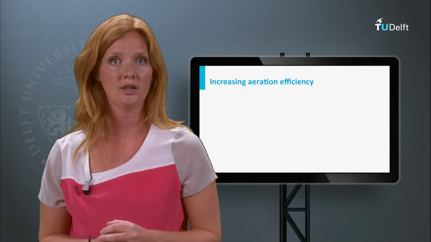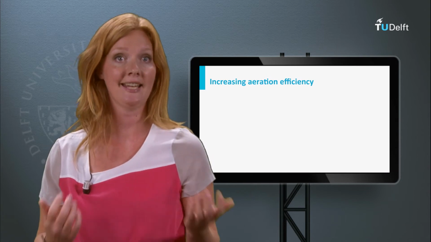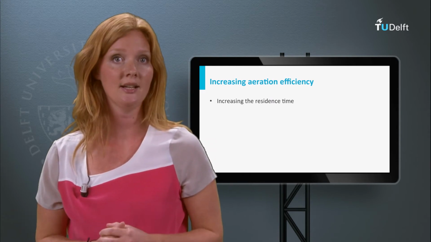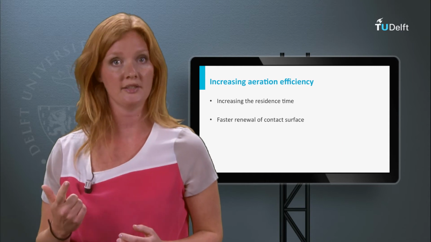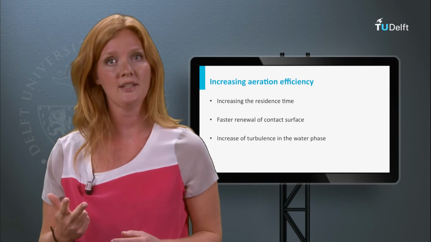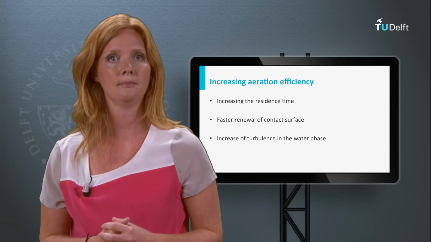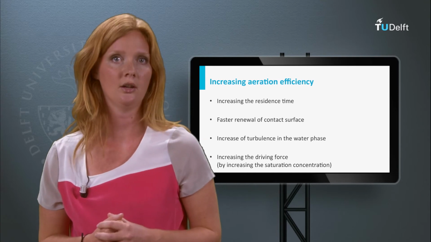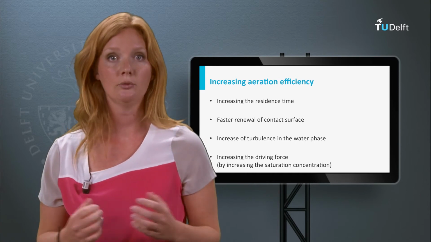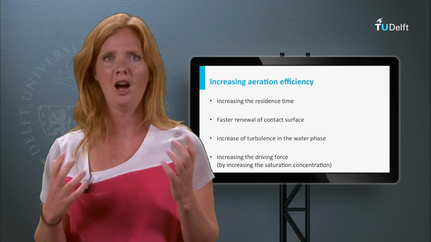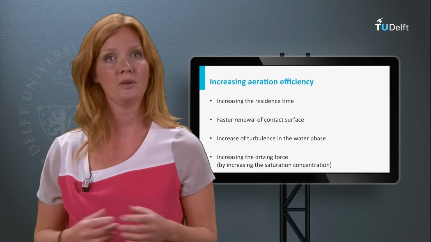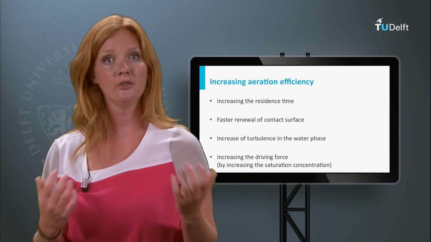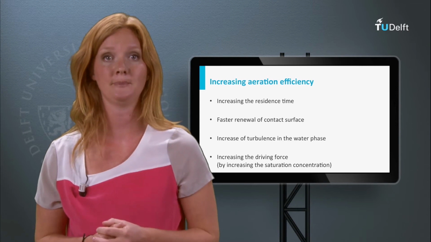Now, when designing a gas transfer installation, it is good to know how you can increase the efficiency. The efficiency of aeration can be increased by increasing the K2T value of the device. For example, by increasing the residence time, by faster renewal of contact surface, or by increasing of turbulence in the water phase. The driving force can also be increased. This can be done by increasing the saturation concentration. For aeration of drinking water, this can be achieved by applying a higher operating pressure, for example with deep well aeration, or by applying pure oxygen instead of air. Another alternative is vacuum gas transfer.